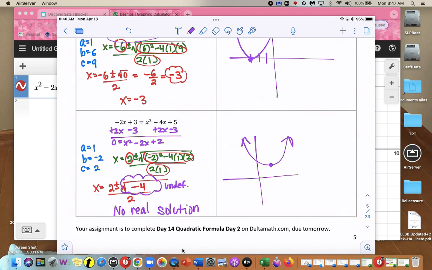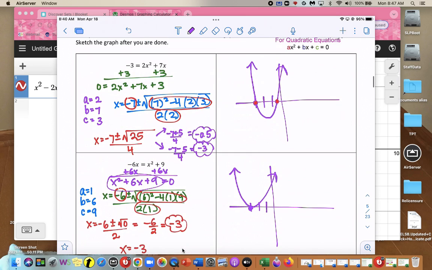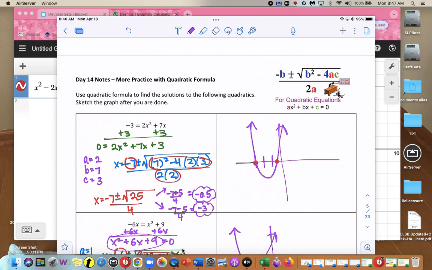Okay, so your assignment is, again, to practice quadratic formula. If you need more scratch paper, I'll hand that out in class. And we'll go over any questions that you have in class as well.